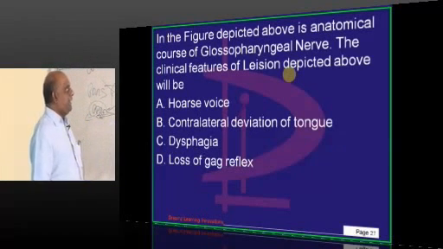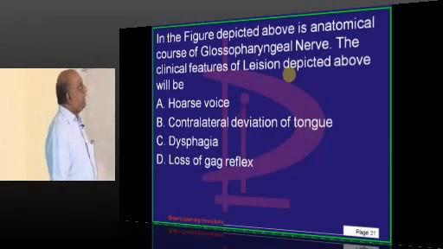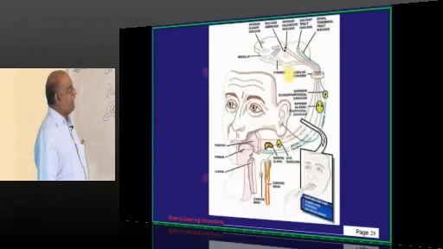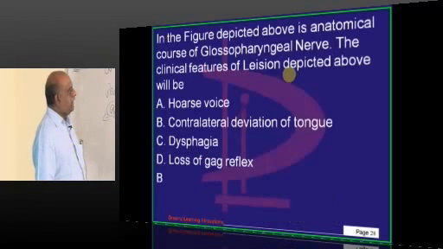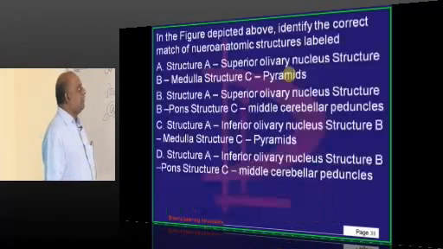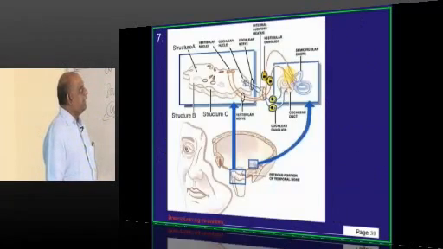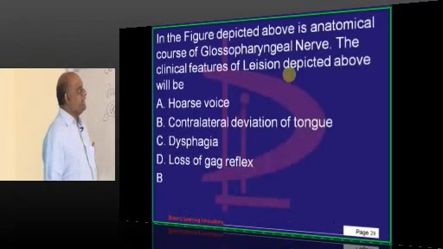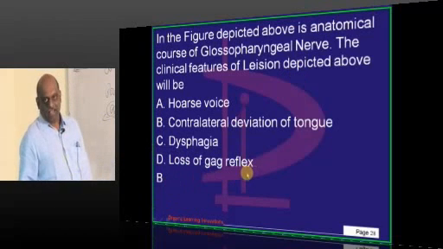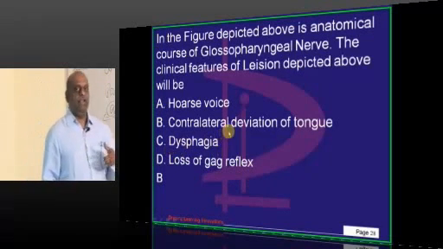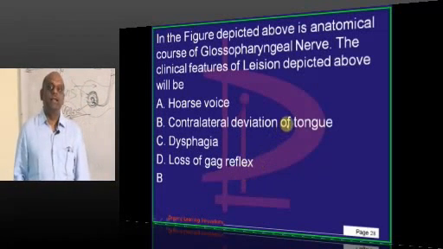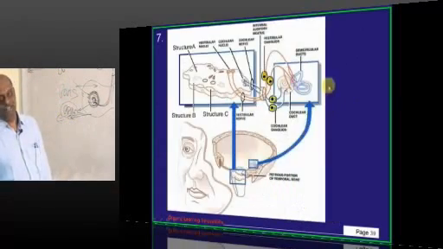Now you have the glossopharyngeal nerve. In the course of the glossopharyngeal nerve there is a lesion at one particular point. For that lesion, what are the features that you come across? When the glossopharyngeal nerve is involved, you will have a hoarse voice, dysphagia, loss of gag reflex, but contralateral deviation of the tongue is a feature when the hypoglossal nerve is the one involved.